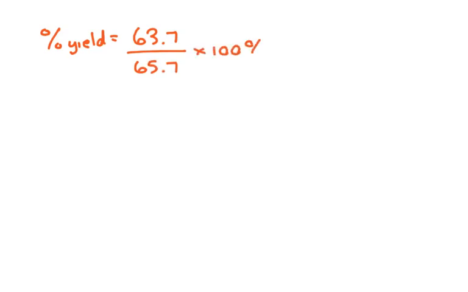Last step here is going to the percentage yield. Actual divided by theoretical multiplied by 100. We actually made, this was given in the question, 63.7 grams. Theoretically should have made 65.7. Working that out, and this will be 3 sig figs, 97.0%.